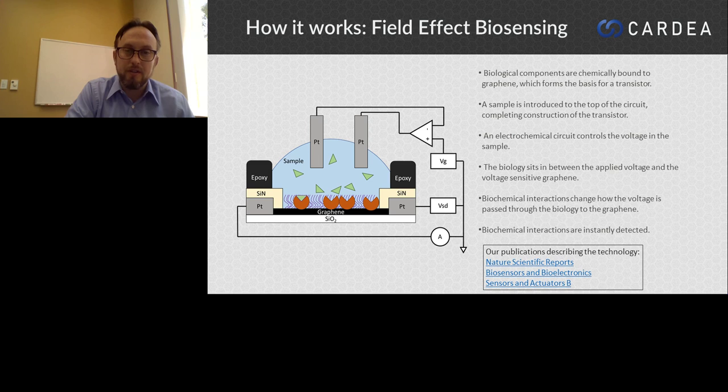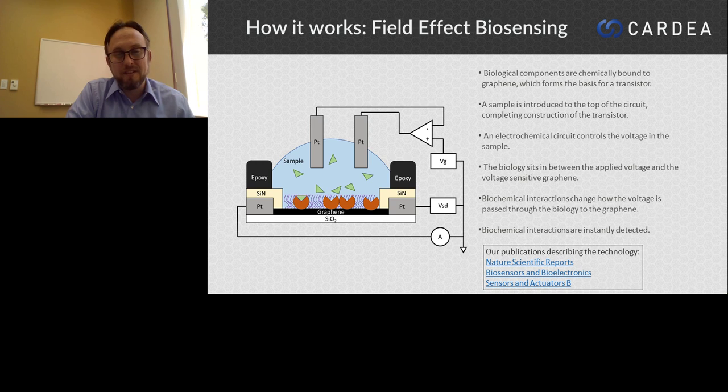Electrochemical controls are used to control the voltage in the sample, the liquid that's put on top of the biology. And that liquid could be anything. We've done whole blood, urine, or buffers like you'd find in a research lab. The biology now that's sitting in between the sample and the graphene is sitting in between a controlled voltage in the sample and a controlled voltage measuring material in the graphene.